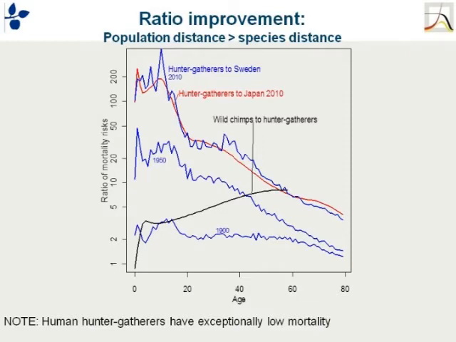If you look at the wild chimpanzees compared to the hunter-gatherers, that's the black curve, and you can see that the chimpanzees have 3, 4, 5 times the chance of death at any age as the hunter-gatherers. So again, at older ages, the difference between the chimpanzees and hunter-gatherers is about the same as us and our ancestors, but at younger ages our chance of death is vastly different from the hunter-gatherers.